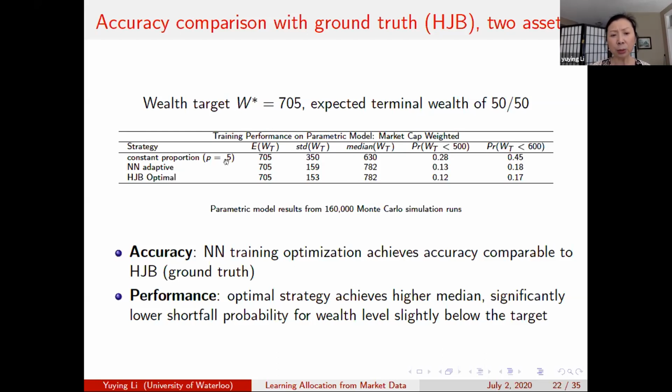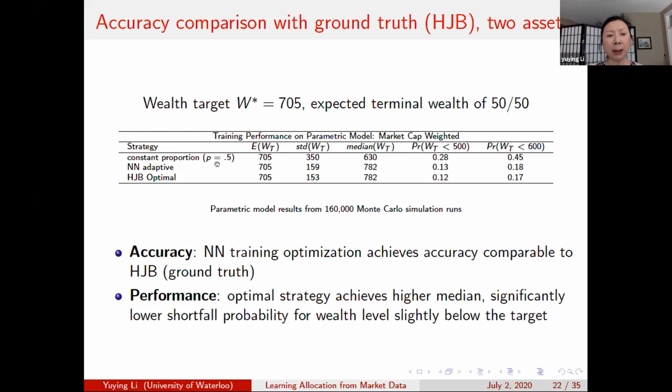The key thing I want to point out is that if we compare the neural network strategy with the ground truth strategy, you see the expected wealth is exactly the same. Actually, we choose the wealth target so that the expected wealth from the two strategies is the same, which is also the same as the constant proportion average wealth. We can do this by just changing our target. I might have had a typo here. The target is probably a bit higher, so all the strategies will have the same expected wealth.